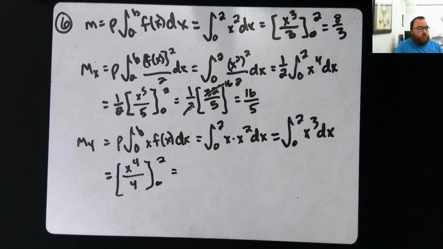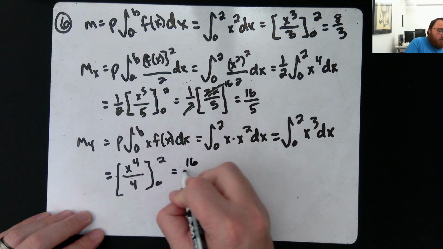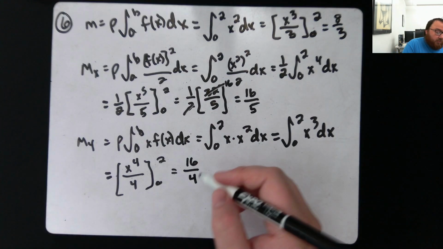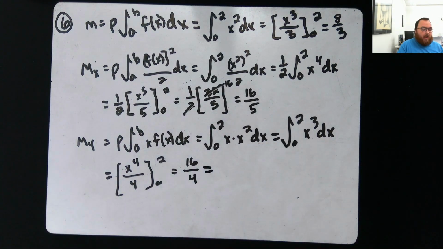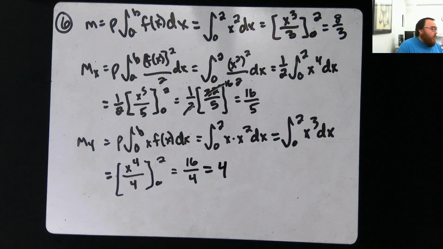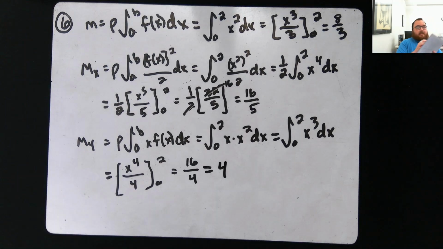Plug in a 2. 2 to the fourth is 16 over 4. If I plug 0 in, it would just be equal to 0, so I don't have to. 16 over 4 is 4. So now I have everything that I need to find the centroid.